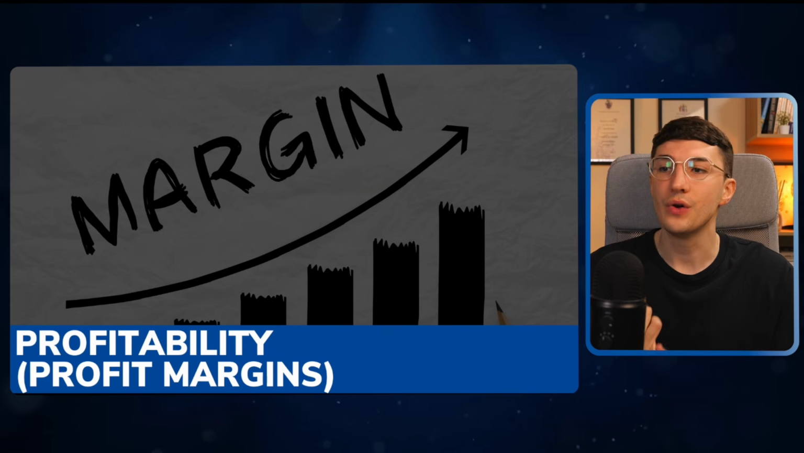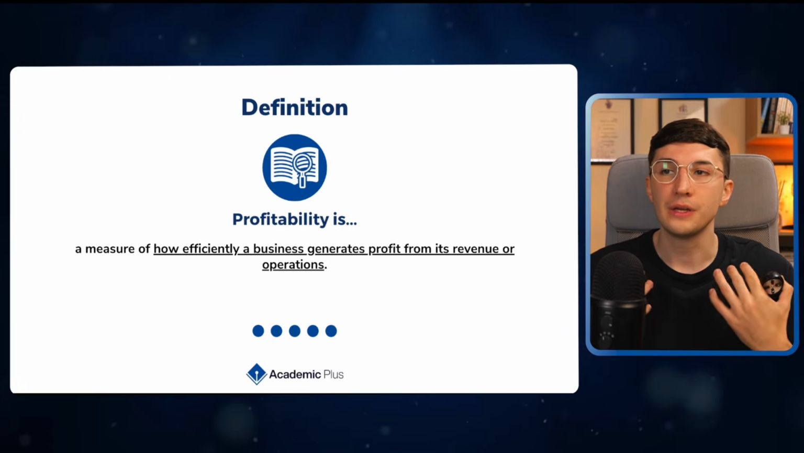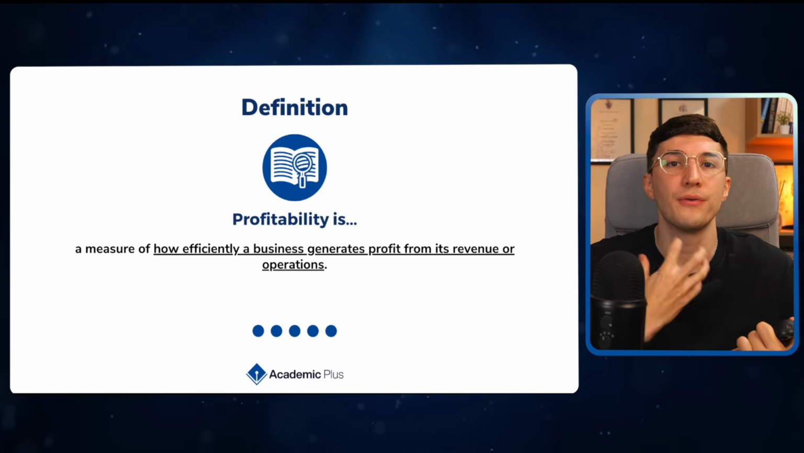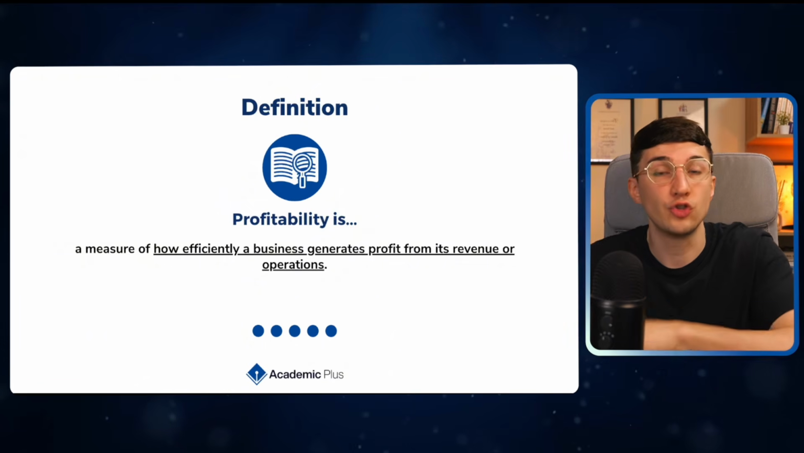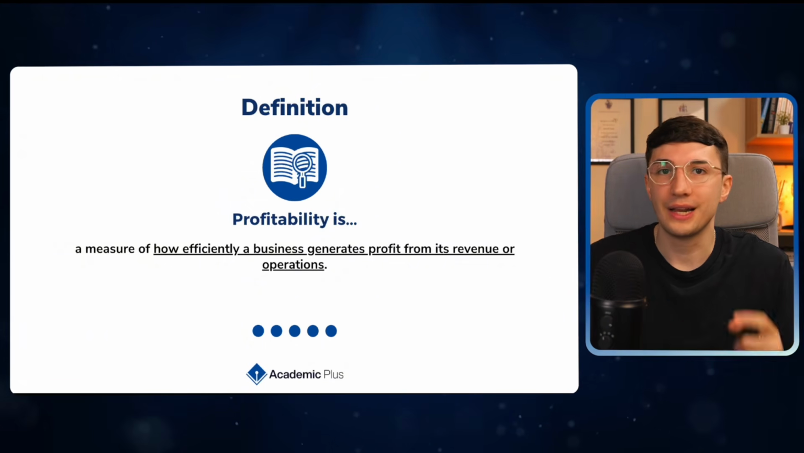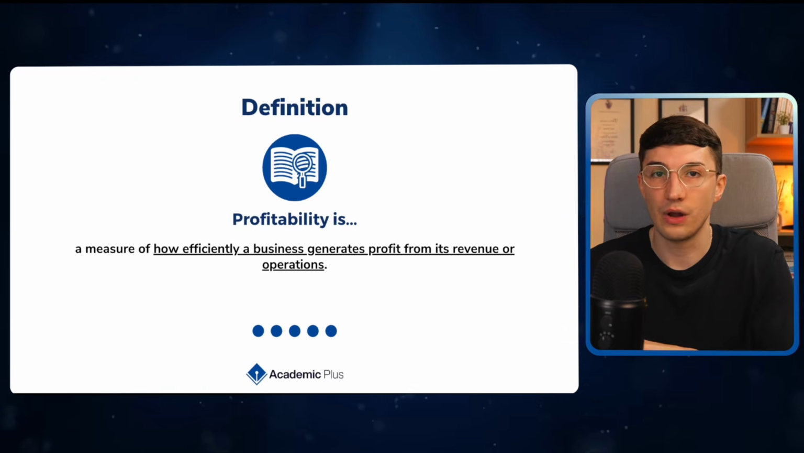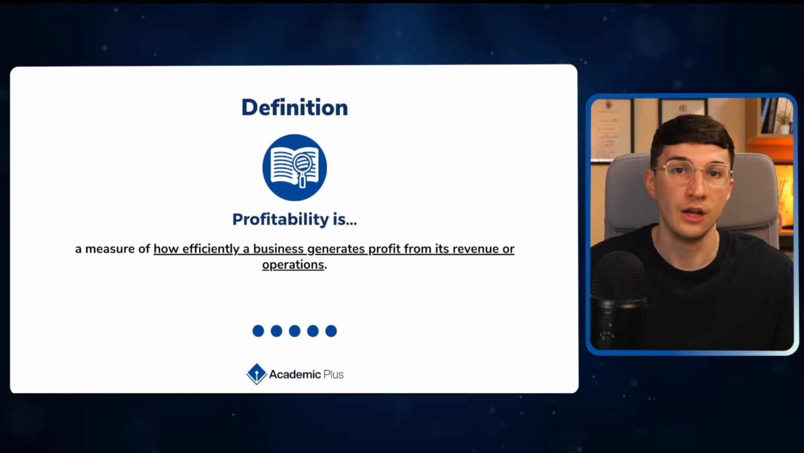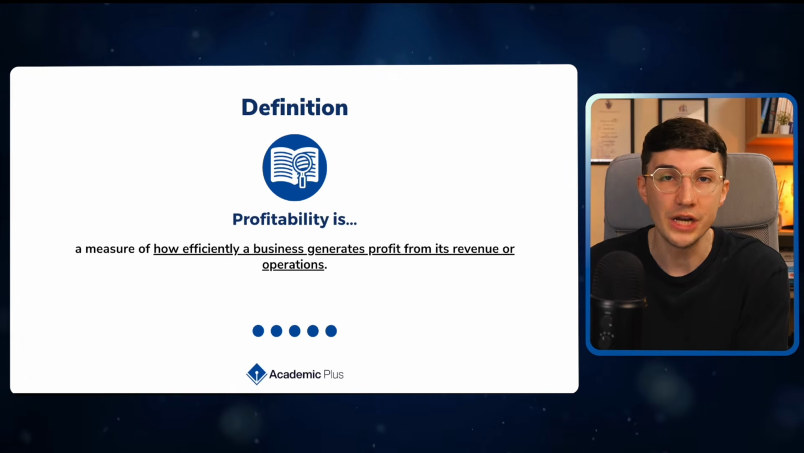The next topic we're going to be looking at in this revision video, which is quite a nice one to follow up after we've just looked at our income statement, is profitability and profit margins. When I think about profitability, I think about efficiency. How efficient is a business at taking something and turning that into profit? Typically that something could include the revenue, or it could be around their operations, or the capital employed of the business.